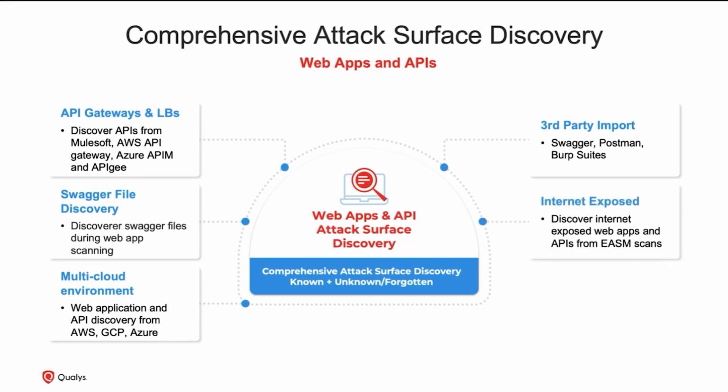You can detect web applications and APIs on assets that are internet facing, and you can also discover web applications and APIs from your internal assets that are detected using VMDR scan.